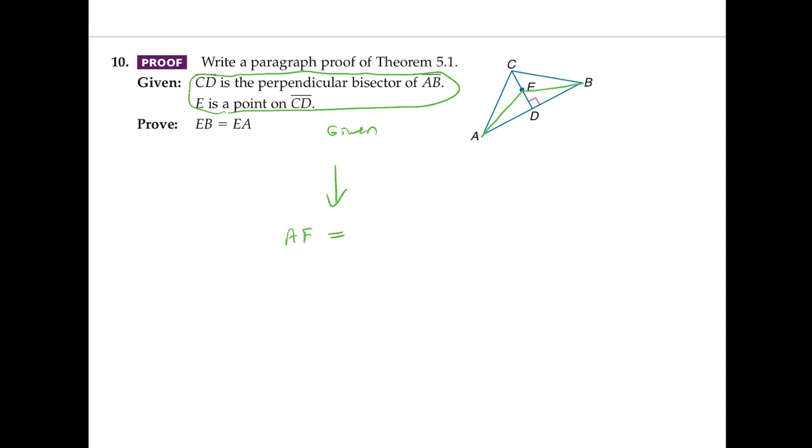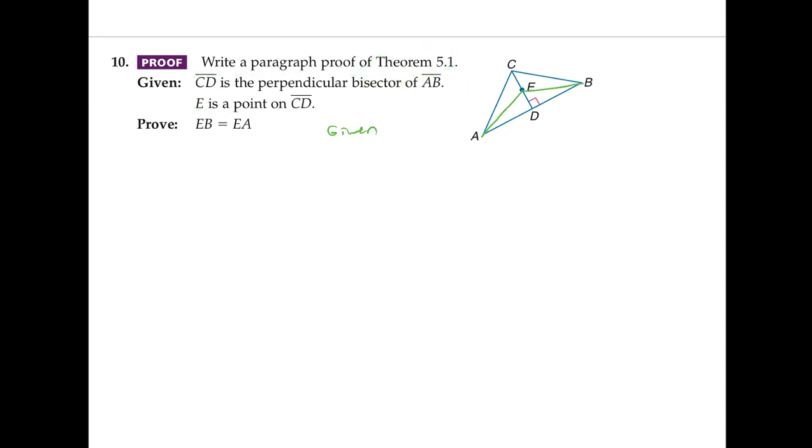The distance from A to E is the same thing as the distance from E to B, because that was our very, oh wait, this is what we're trying to prove. I'm sorry. So this is the theorem we're trying to prove. So we can't assume that. It's saying, can you prove theorem 5.1 that says that? Oh, okay, then let's do that.